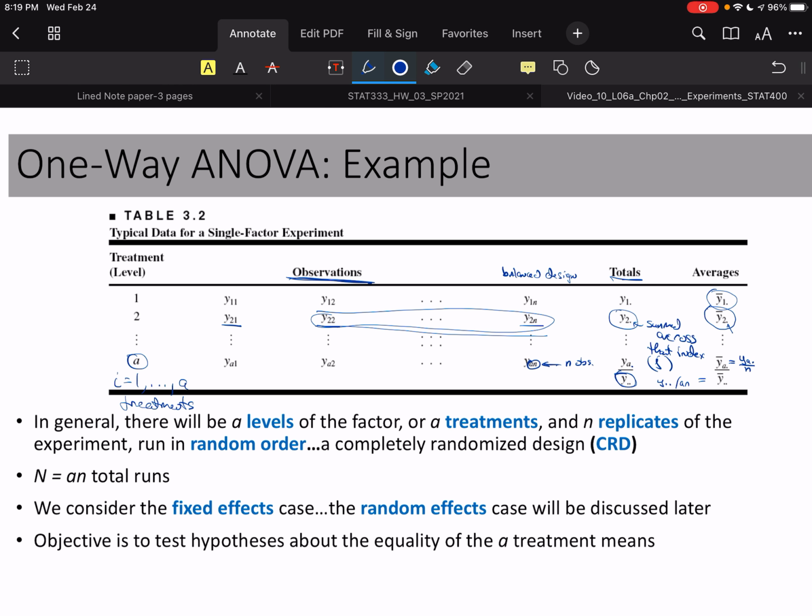So in general, there will be A levels of the factor. Now we're talking about the one-way ANOVA or one-factor experiment. Or A treatments. Again, these are two different things. So there could be one setting of power, and we could be trying one setting for gas, and then one setting for something different. I guess gas is not a good one, but some other variable that we wanted to change.